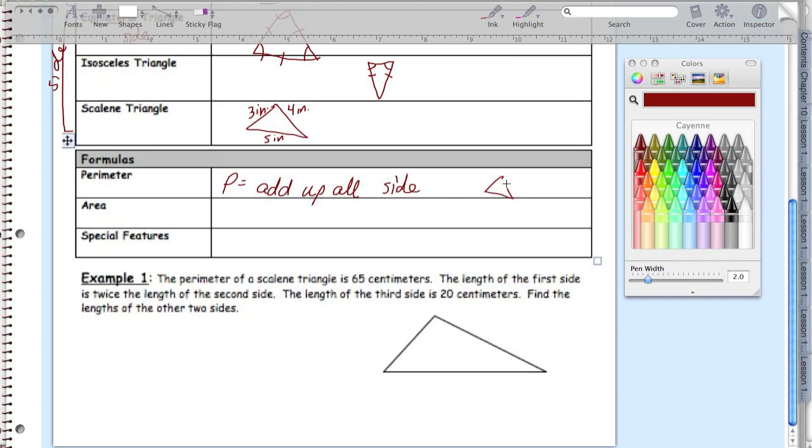If we were to take a triangle and we label this as A, B, C, we could say A plus B plus C. So basically you just add up all the sides. Area is a little bit different. Area is equal to 1/2 the base times the height. Or some people write it as base times height divided by 2.